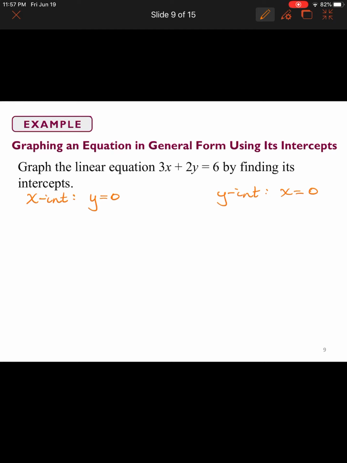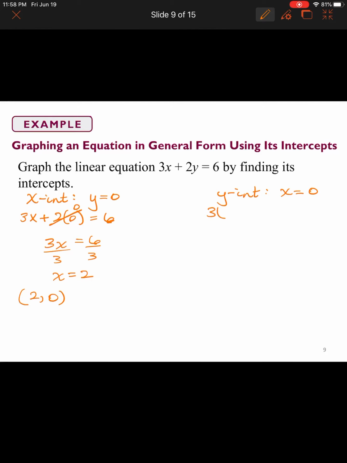So while I'm working on finding the x-intercept, I'm going to set y equal to 0. So I have 3x plus 2 times 0 equals 6. I put that straight into that equation that it gave me. And I'm going to simplify it. That goes to 0. 0 times anything is 0. So we have 3x equals 6. Solving for x, we have x equals 2. So the x-intercept is the point 2, 0.